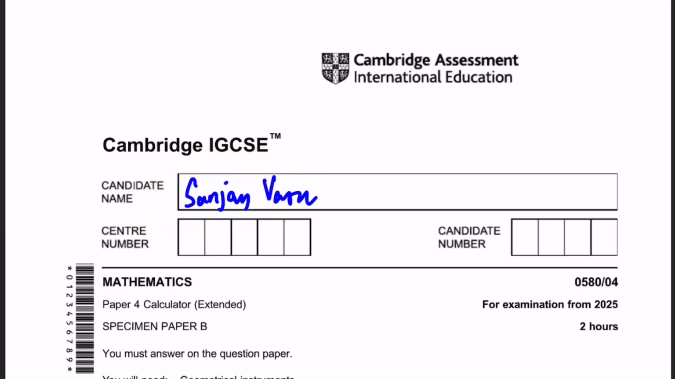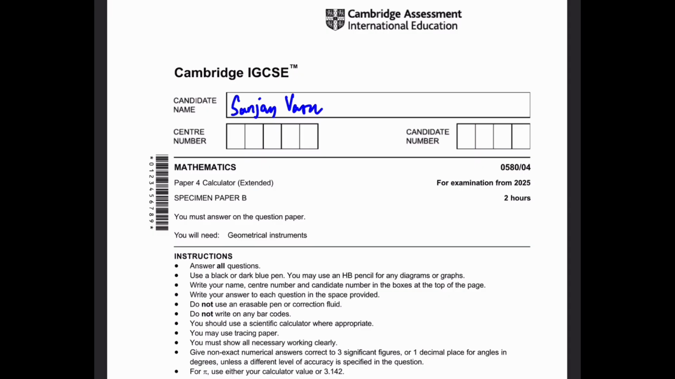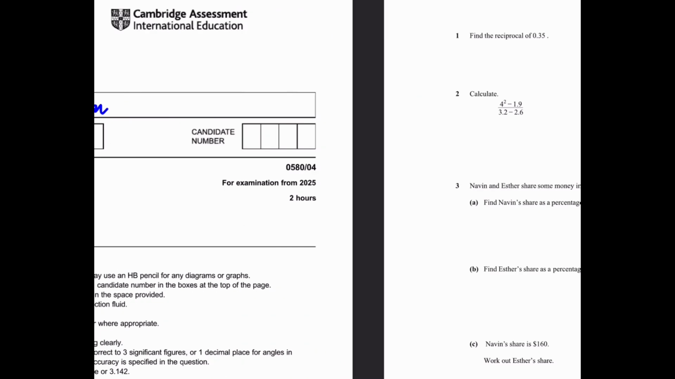This time I'll be doing Cambridge IGCSE Mathematics Paper 4, which is the calculator paper for exams from 2025, Specimen Paper B. You're allowed to use a scientific calculator where you can, and give decimal values which are non-recurring and non-exact to 3 significant figures and 1 decimal place for angles. So let's start. Question 1.